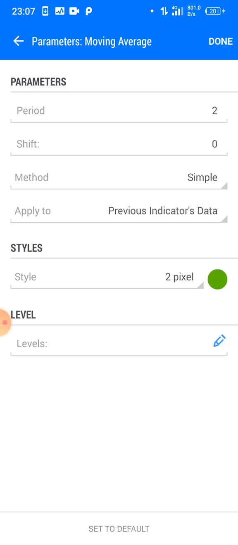Then take note of the apply to right here. We are using previous indicator data. Don't apply to close, it's previous indicator data. We want to use that previous RSI that we installed. So period 2, and color I chose green. You can choose the color of your choice, but for reference purposes you can use green. Then for the second moving average, the period is going to be 7. Method is simple and apply to previous indicator data. Color I chose red, then click done.